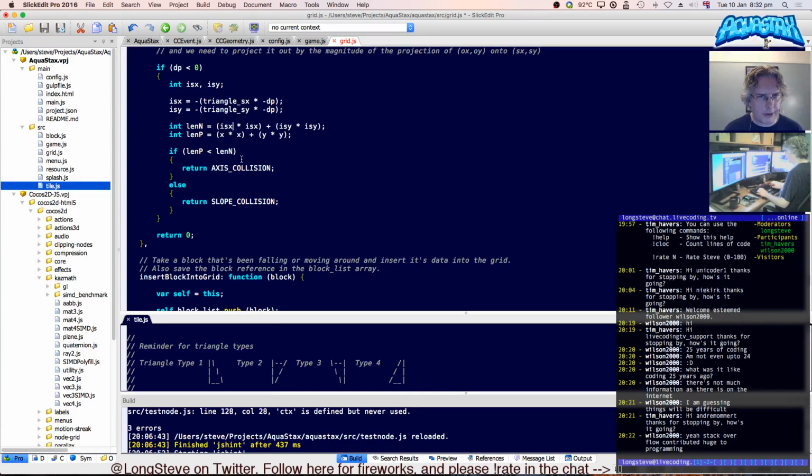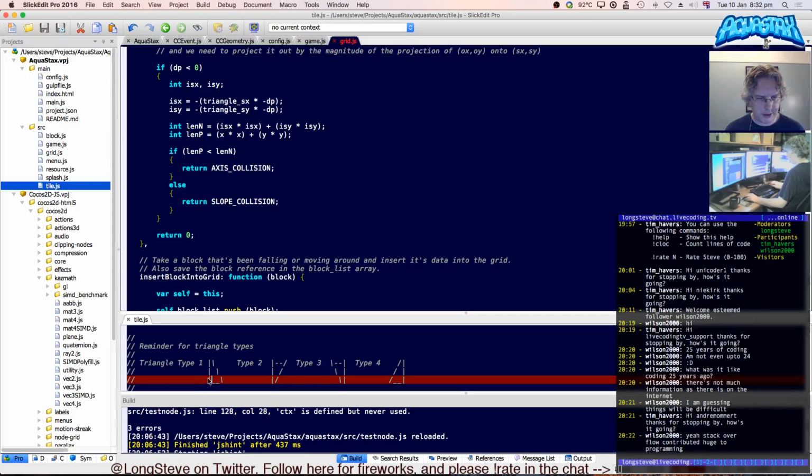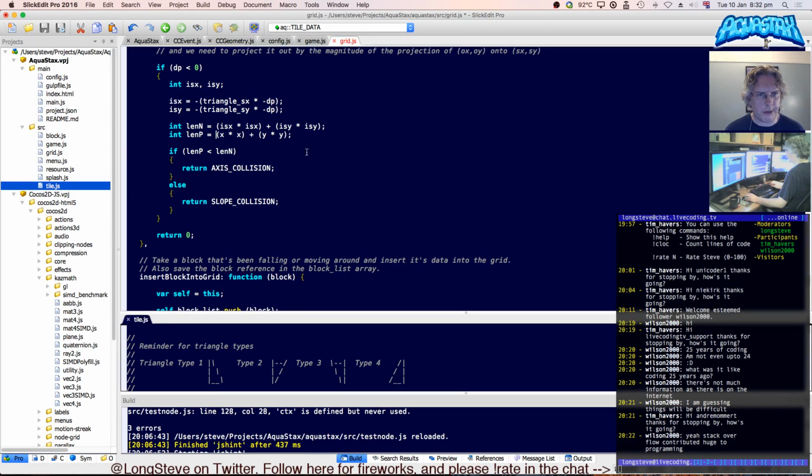So we've got the length. So this is, oh, okay. So this is a squared, isn't it? The square of the hypotenuse is equal to the sum of the squares of the opposite and the adjacent sides, is how I remembered good old Pythagoras' theorem. But it's the opposite, that side squared plus that side squared is equal to that. So it looks like we're not bothering to do a square root, which we don't need to, because we're only testing whether one is less than the other. And if so, we're returning collisions along the axis or the slope.